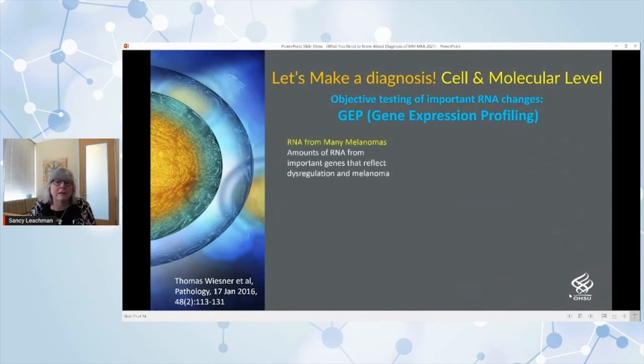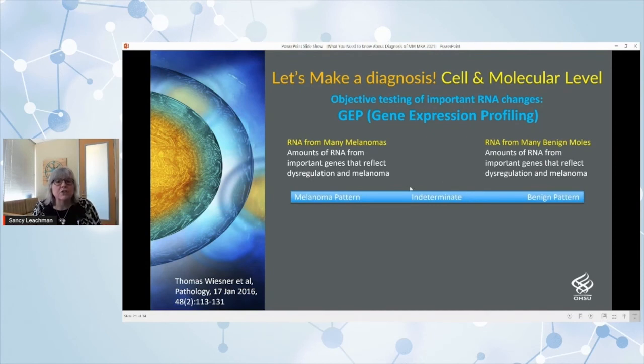And so let's go through that in a little different way. So you take RNA. The way that these assays were developed is that RNA was extracted from many melanomas that were clear melanomas. And they took that RNA, and then they compared it to the RNA from many, many benign moles, right? And the thing that's interesting is they did not use the indeterminate. They wanted to make sure that they knew absolutely, was it melanoma or was it not melanoma?